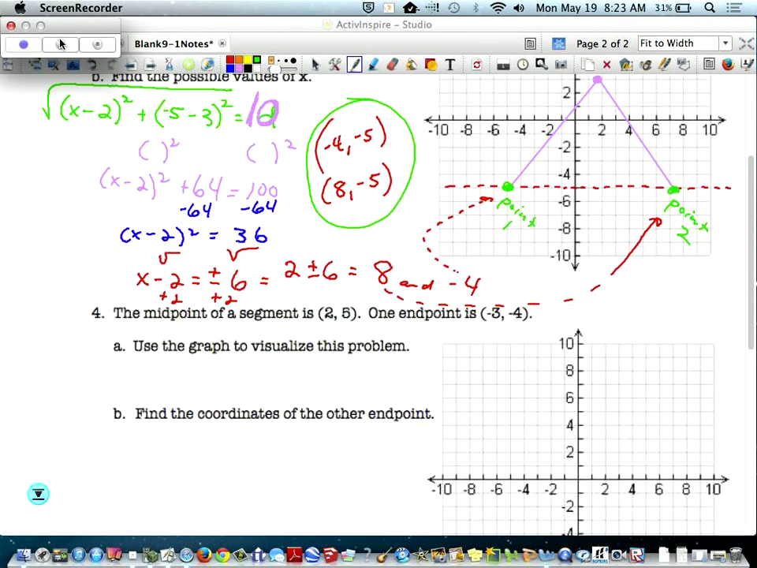My dots on the graph are just for visualization. I did not graph them to be exact. All I did is put a line approximately where it's going to be. So it's kind of like I expect my answer to be somewhere in this area and somewhere in this area.